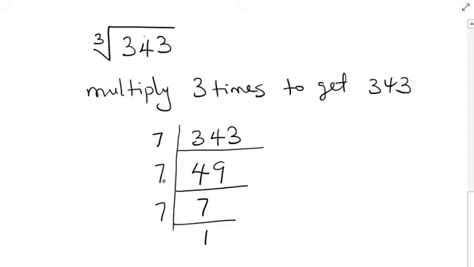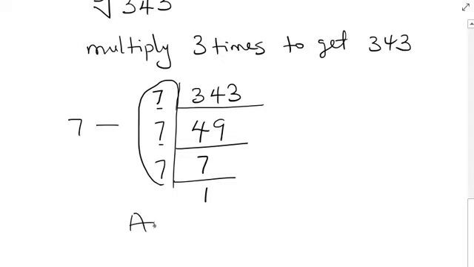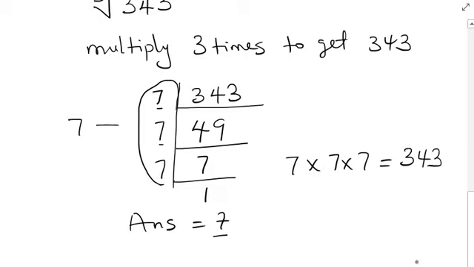So when we count, this is 7, 1, 2, 3. We have 3 sevens, and we need a number that when we multiply it 3 times will give us 343, which is 7. So our answer is going to be 7, because it's 7 times 7 times 7 that will give us 343. Yeah, so that's the way.